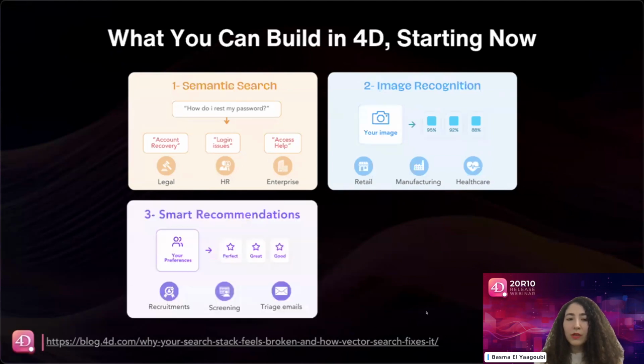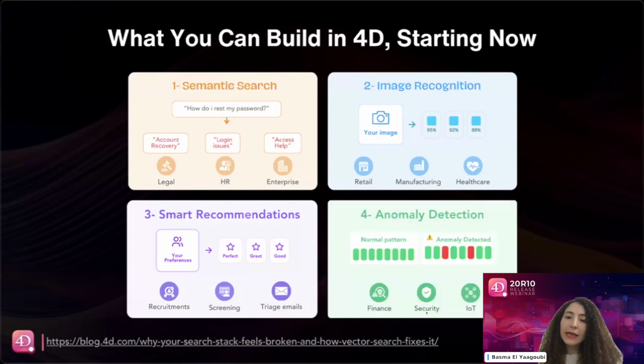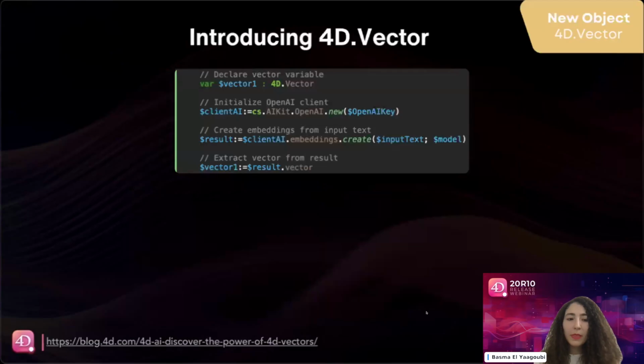There are also smart recommendations that adapt to user context, ranking resumes, screening applications, or suggesting responses in emails. And last but not least, anomaly detection that learns what's normal and alerts you when something's off. Think fraud detection, security breaches, or unexpected behavior in IoT systems.